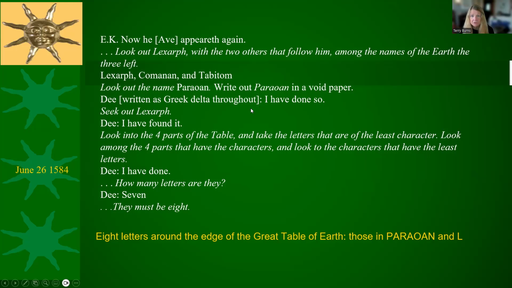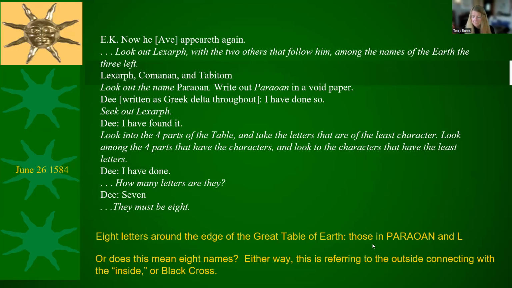Incidentally, this is in a really cool section that we're going to have yet another video on, which is right before this. Ave is telling Dee and Kelley what the Great Table contains, and it's crazy stuff. It's like, this has all knowledge. And you're like, how can it contain all of that? Stay tuned. So it's 8 letters, but they must be 8. That could also mean 8 names. Either way, it is more likely this, but 8 names because you're going to get the four names that we put in the Tablet of Union twice, for 8.